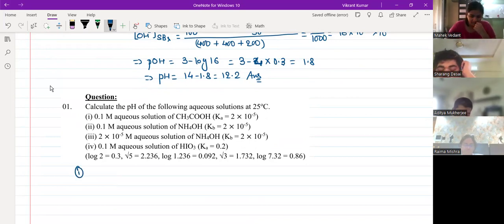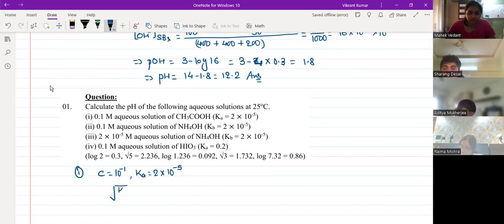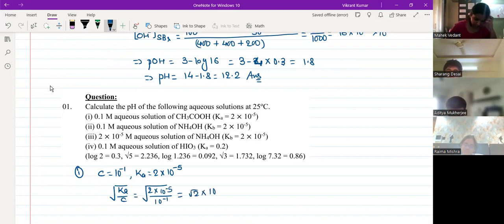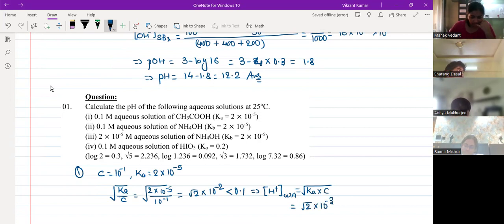Like first question में K दिया हुआ है, C दिया हुआ है, so C is 10 raised to minus 1, Ka is 2 into 10 raised to minus 5. So I'll check under root K upon C. That is coming under root 2 into 10 raised to minus 5 upon 10 raised to minus 1, and that is giving you under root 2 into 10 raised to minus 2, which is less than 0.1. And that's why H plus in this case from weak acid will be directly under root K into C. And if you calculate that, we'll be getting root 2 into 10 raised to minus 3.